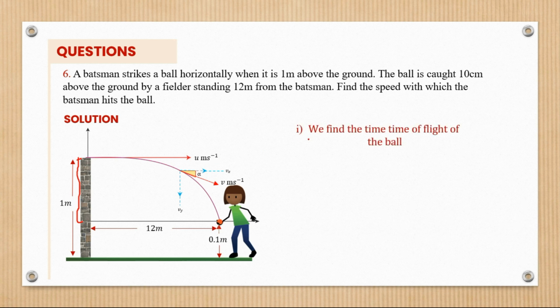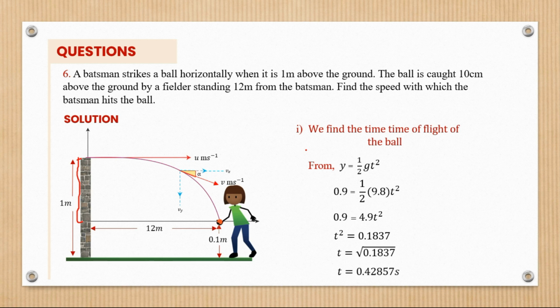Alright, let's solve that. So now we find the time of flight of the ball. The time of flight is the time it moves from here up to the point where it is caught, and we're going to find that from the formula y is equal to a half g t squared. Now we know the y value is going to be 1 minus 0.1, which is 0.9, and we substitute that inside there. g is 9.8, then we'll have 0.9 being equal to 4.9 t squared. So t squared is equal to 0.1837, and then t is going to be the square root of that, which is equal to 0.42857 seconds, and that's our time of flight.